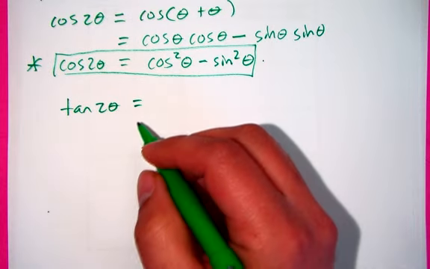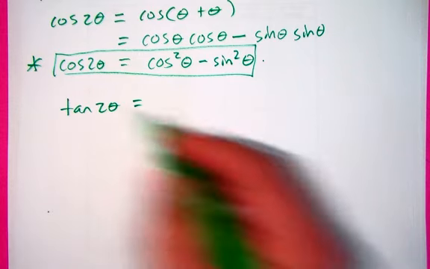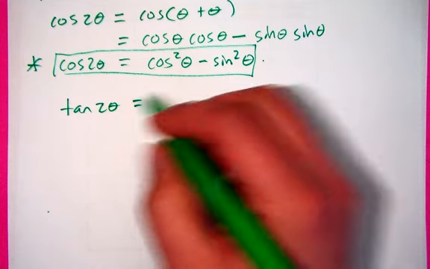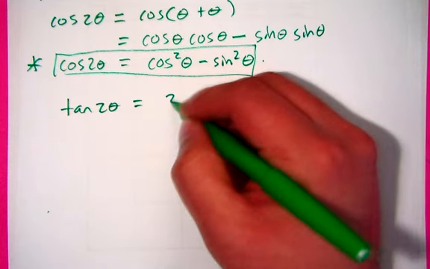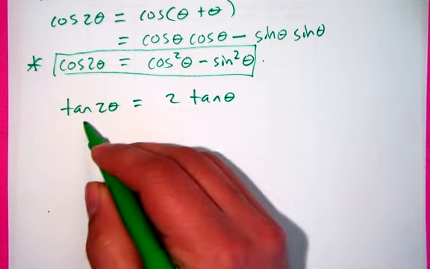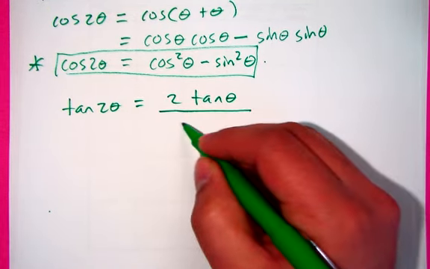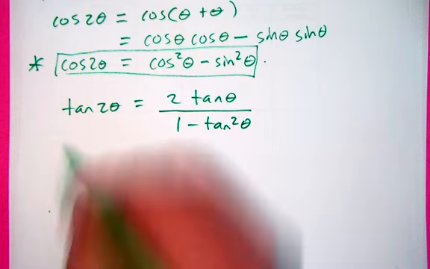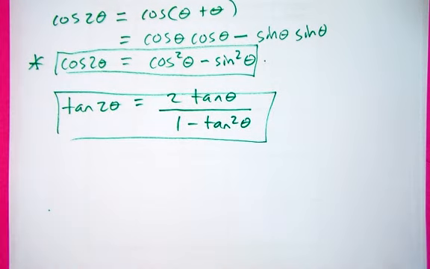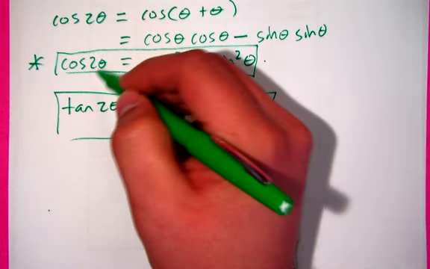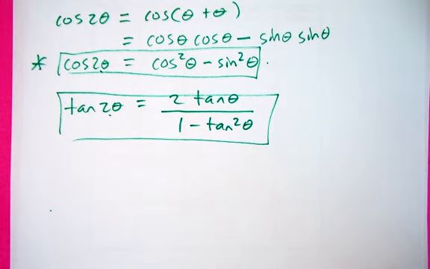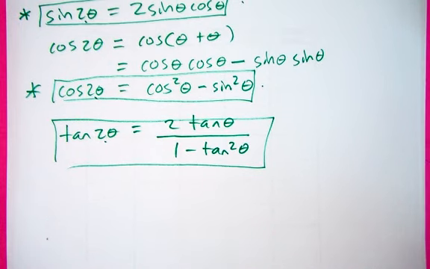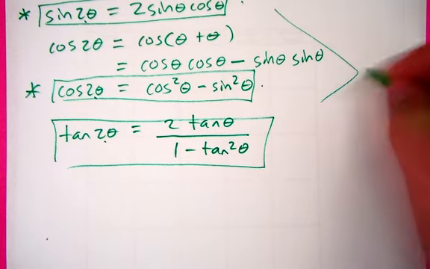So let's actually just write out the other ones. This one is pretty similar to the other ones. If you wanted to prove it, you can do tangent of theta plus theta to see that the formula is what it is. But here's what you're going to end up getting. The tangent of 2 theta is going to be 2 times tangent theta over 1 minus tangent squared theta. Okay, so these are the double angle formulas because 2 theta is the angle. It's being doubled.